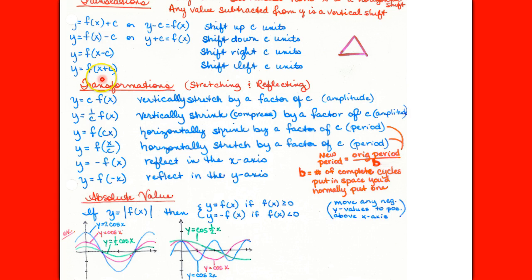And then f of x plus c, that's the same thing as x minus a negative c. So what's being subtracted from x is a negative c, so that would be a horizontal shift of a negative c, or c units to the left. All right. Then we have our transformations.